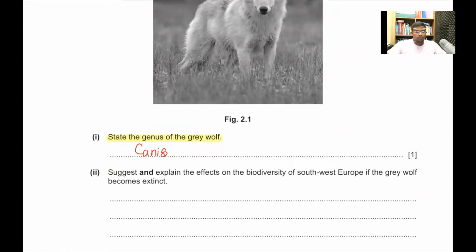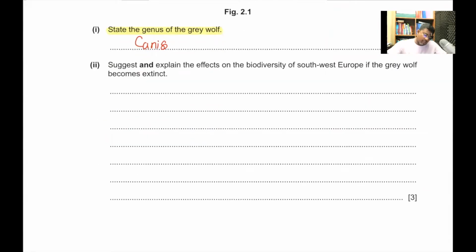Now the question says, suggest and explain the effect on the biodiversity of southwest Europe if the gray wolf becomes extinct. Extinction of the gray wolf would decrease the biodiversity because the gray wolf eats many herbivorous animals in that biodiversity. Herbivores may increase in number, which may lead to overgrazing, and there will be changes in the ecosystem and food web over many years to come due to the extinction of the gray wolf.